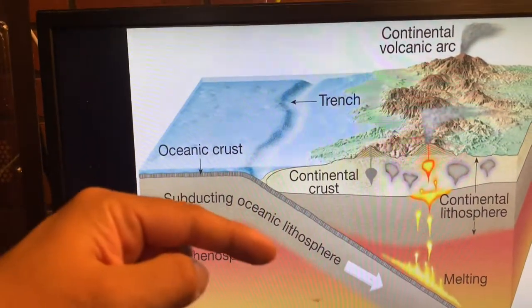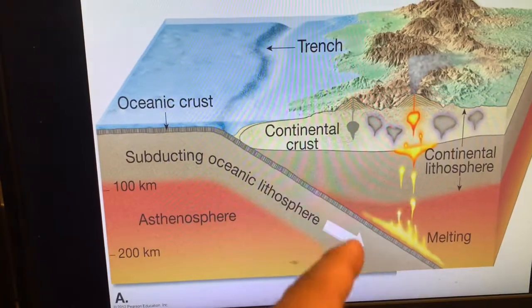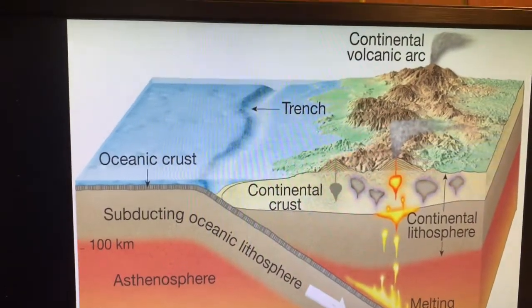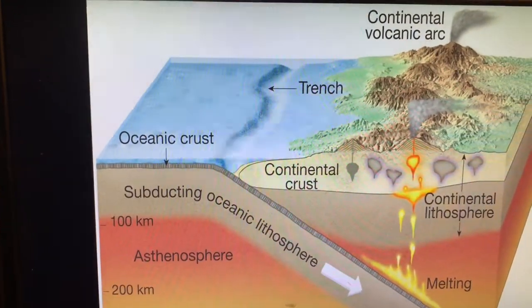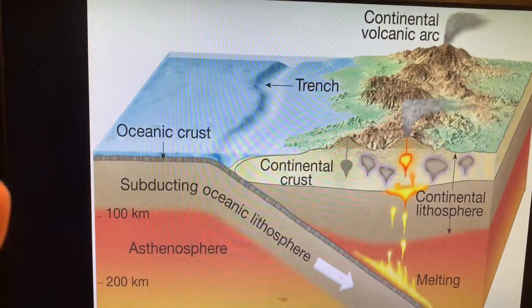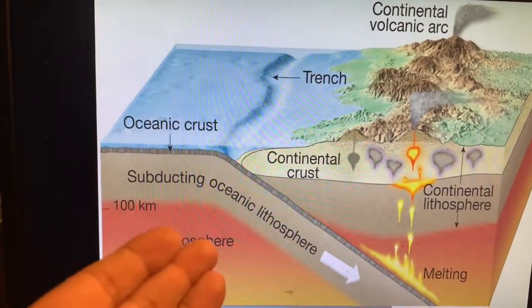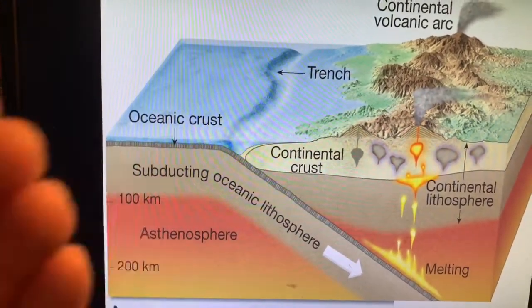And when it gets forced underneath it, it's going to get hotter and hotter and hotter, and some of that crust gets melted. So subduction zones or convergent boundaries are the opposite of divergent. Whereas in a divergent, you get brand new crust and you make new crust. In a subduction zone or a convergent boundary, you eat up old crust. And so it's like a recycling process. One place makes new stuff, this breaks up old stuff.